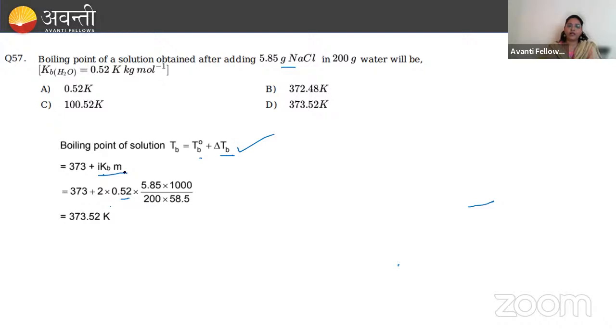Molality. So I have written solute weight into the solvent weight. Weight of solute dissolved in the weight of solvent. This will be the molality. Kb 0.52 is given in the problem. 2 is our value of i, and 373 is the temperature, that is Tb degree. So you calculate this, you will get the answer 373.52. Very simple calculation.